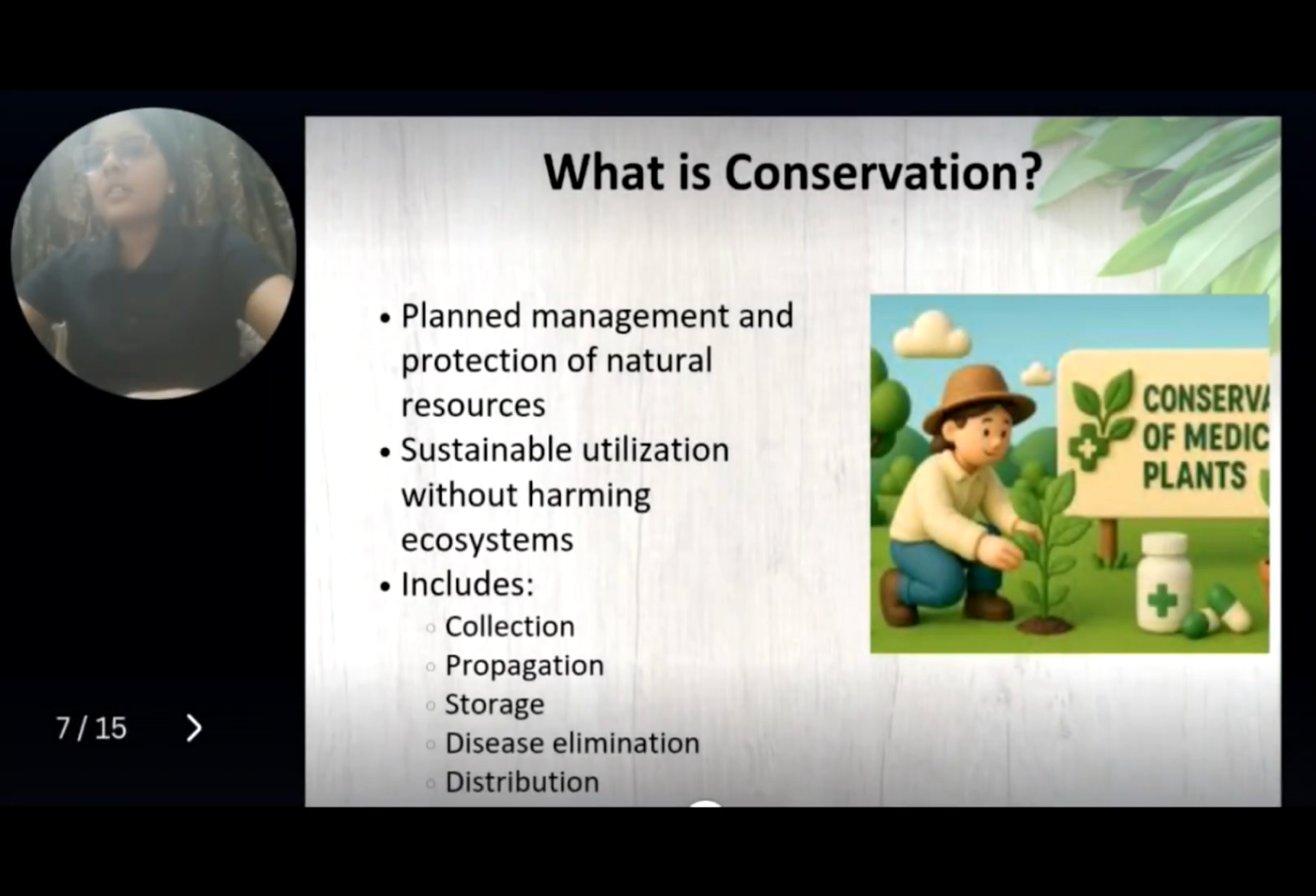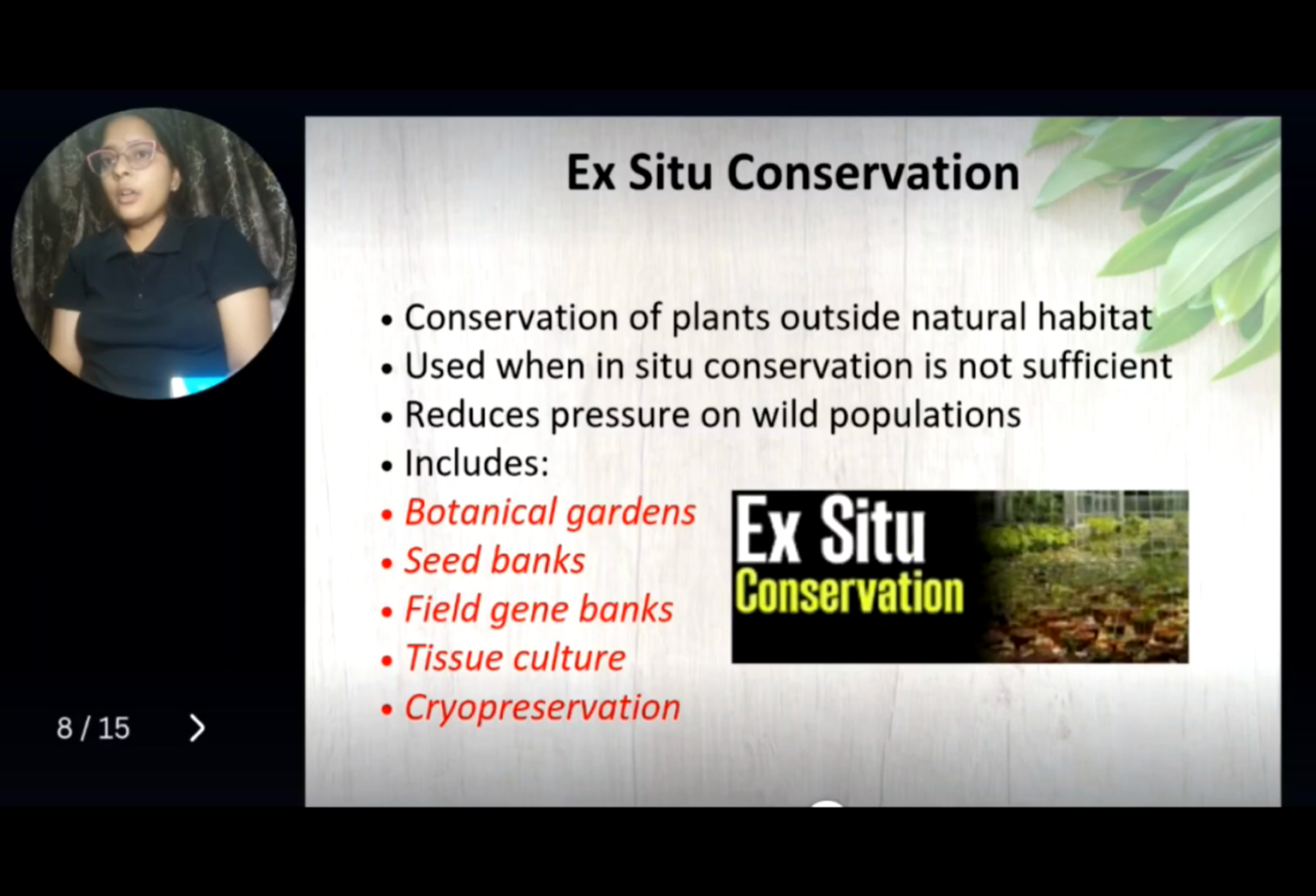So what is conservation? It is plant management and protection of natural resources, sustainable utilization without harming the ecosystem, which includes the collection, propagation, storage, disease estimation and distribution. So here we have our next topic, which is ex situ conservation. We will look further deep into this topic.